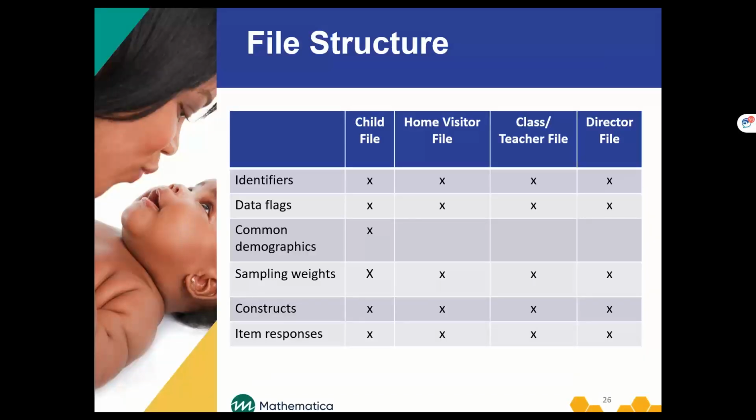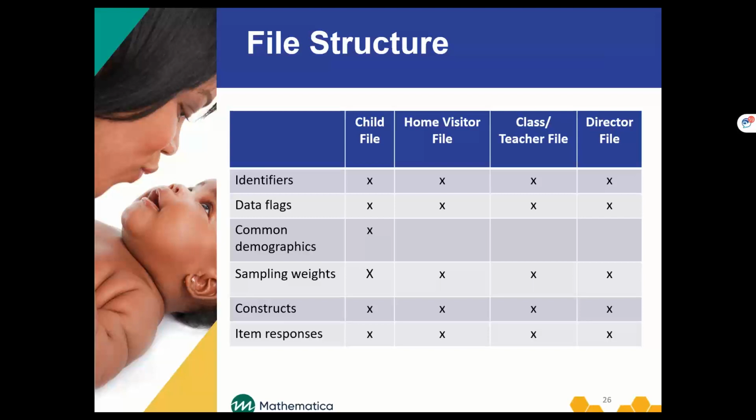The 4 Baby Faces files are organized by data level. The child file includes all child-level data, including item responses and constructs or derived variables from the parent interview, the parent-child report, and the staff-child report. The home visitor file contains all item responses and constructs from the home visitor survey. The class teacher file contains all responses and constructs from the class, the QSIT, and the teacher survey. And finally, the director file has the data from the program director and the center director surveys.